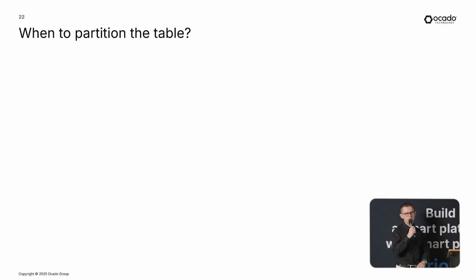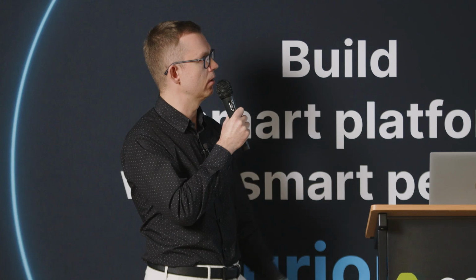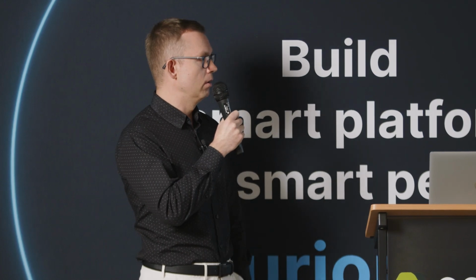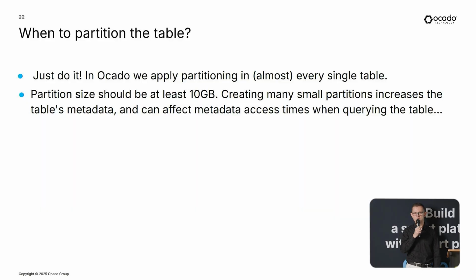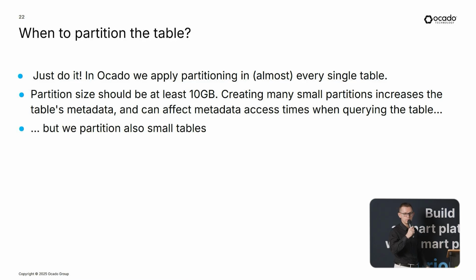It's very simple. This is all you need to know. You partition the data on one column and that's all. Recommendation, just do it. In Ocado, we apply partitioning almost everywhere for consistency. In theory, Google recommends to do it for bigger tables. Each partition size should be at least 10 gigabytes, but we don't care. We partition also small tables.